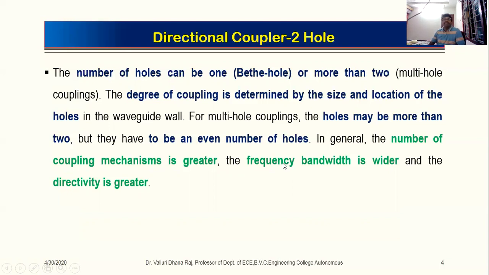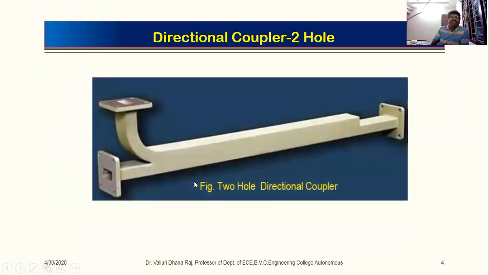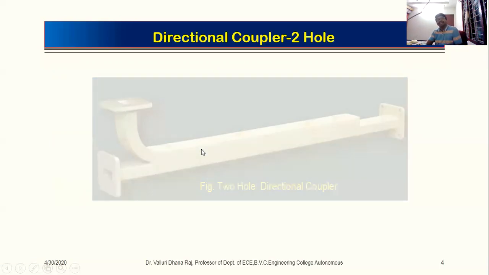The greater the number of coupling mechanisms, the wider the frequency bandwidth and the more highly directive. So depending upon the application requirement, we can go for higher and higher numbers of holes. Instead of 2 holes, we can go for even 4 hole, 6 hole or 8 hole directional couplers. So this is a directional coupler, this is the matched termination, and these are the 3 ports which are available for connecting the microwave components.